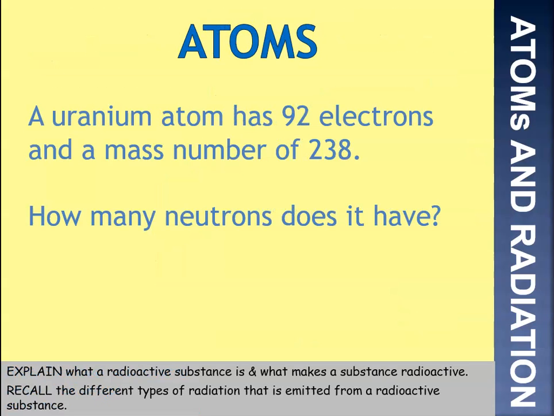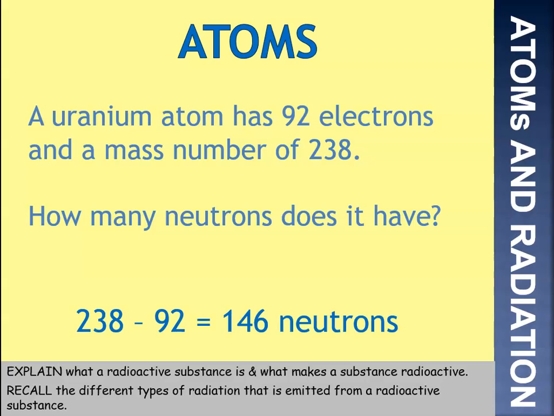Again, we can try it here. Uranium's got 92 electrons, a mass of 238. How many neutrons does it have? Again, we know it's neutral, so it must have 92 protons. Its mass is 238. 92 of those 238 are protons, so anything that remains must be a neutron. So we do 238, take away 92, giving us 146 neutrons.